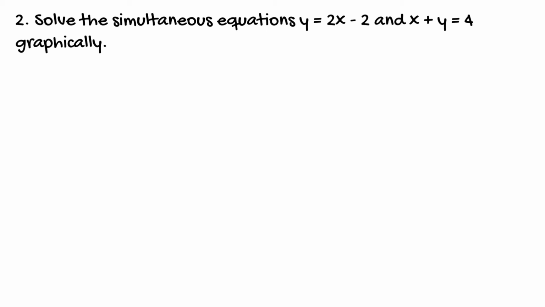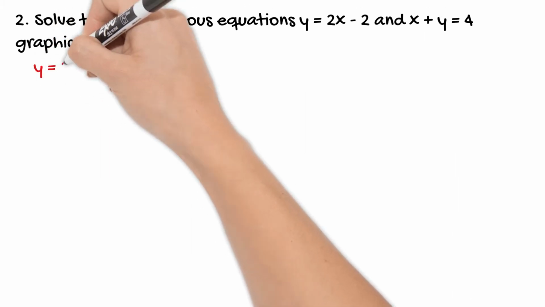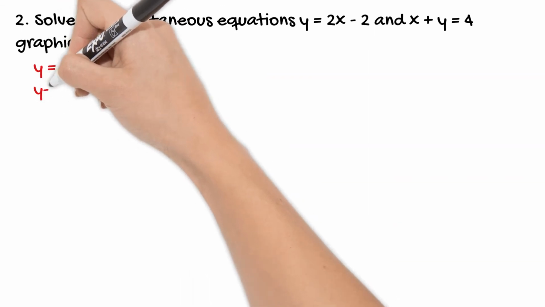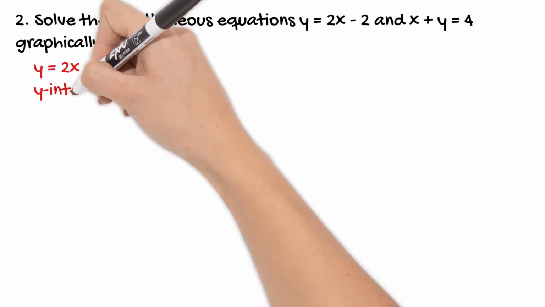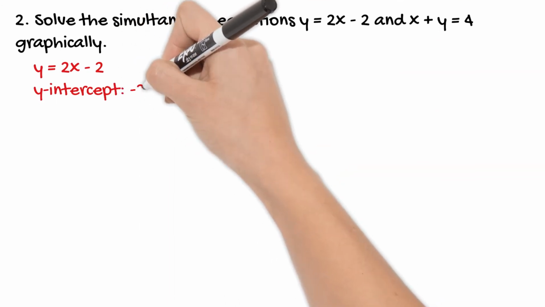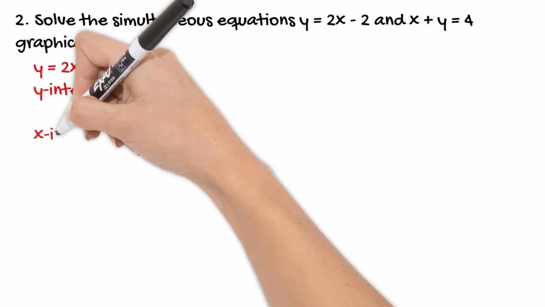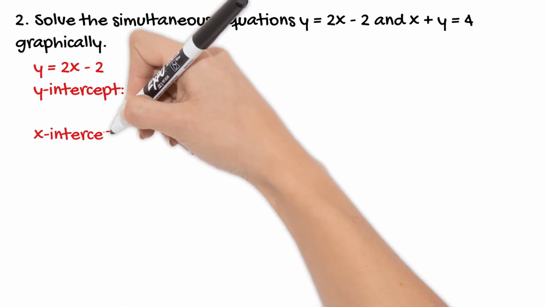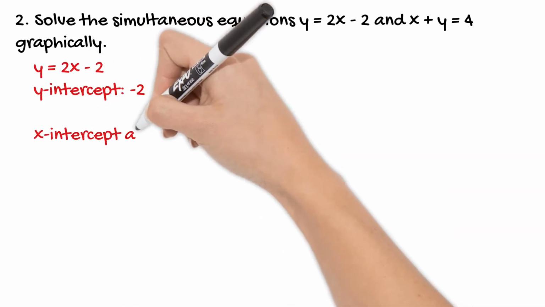I think it's important just to recap here how we actually graph equations. Of course you can draw up a table of values and work out some coordinates to be able to draw the line, or the easier way is to just draw the lines from the intercepts. So we've got our first equation, y equals 2x minus 2. That's written in gradient intercept form, so we can just read the y-intercept straight off. That's going to be negative 2.